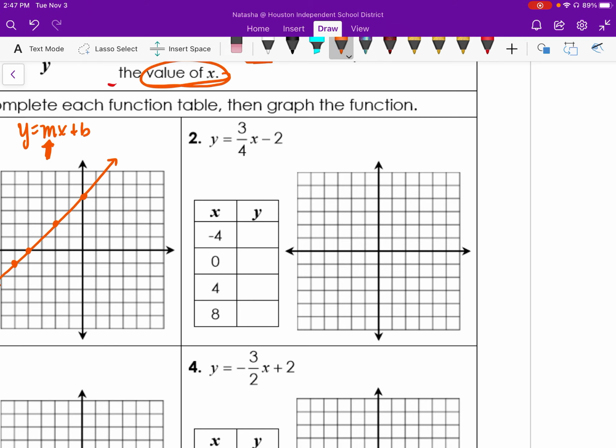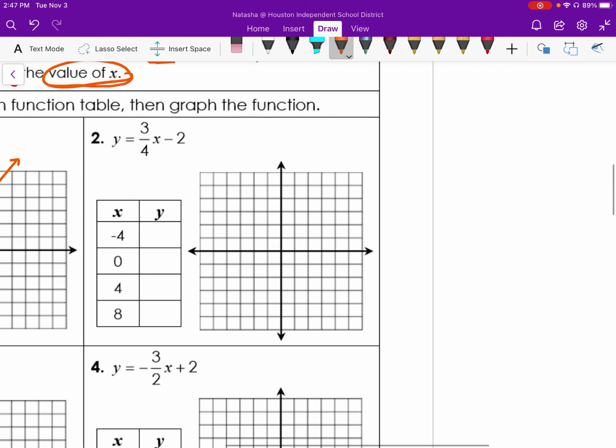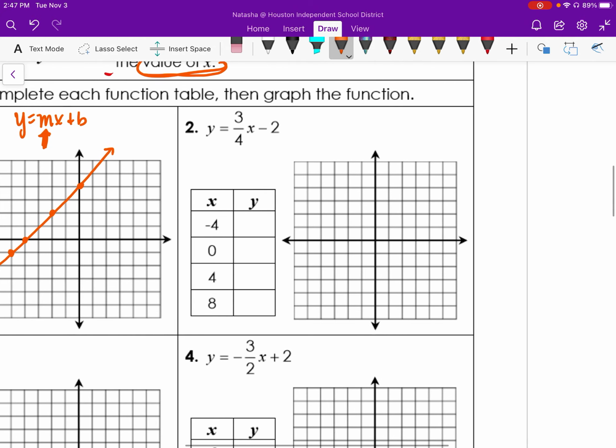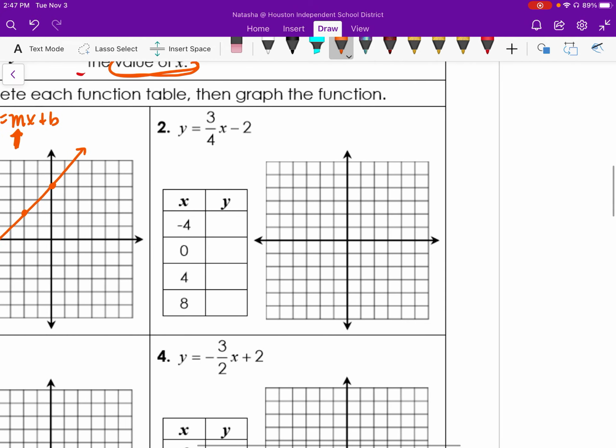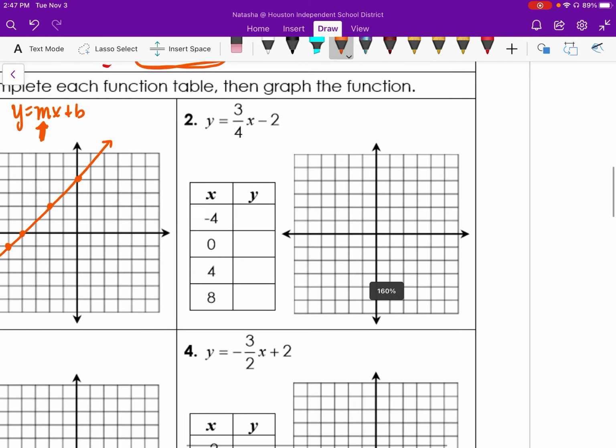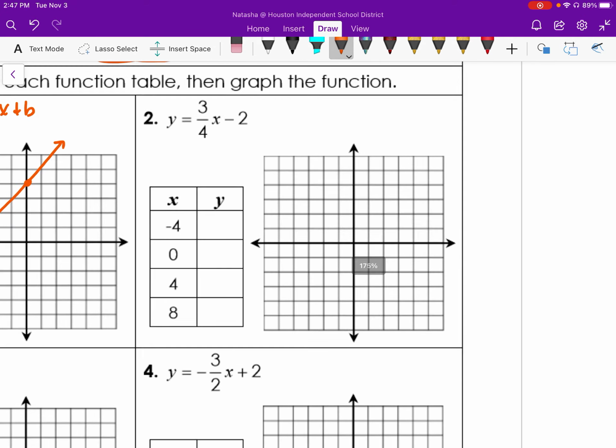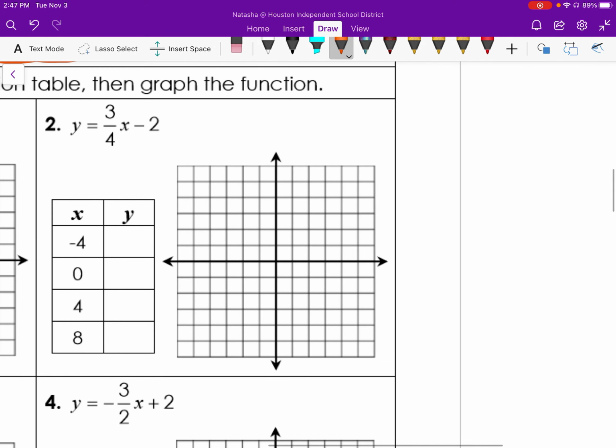That's specifically for my A-day kids, which should be fine. My B-day kids, you're going to be a little lost on that. You might not be. You might be fine. Okay, so let's look at number 2 because we're having to do some more stuff to it, okay?